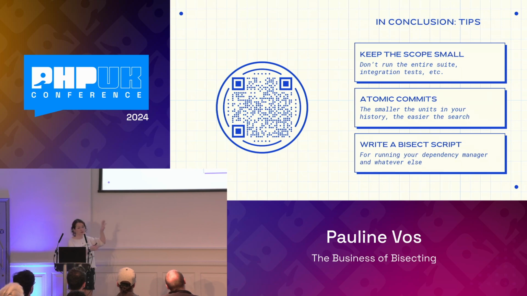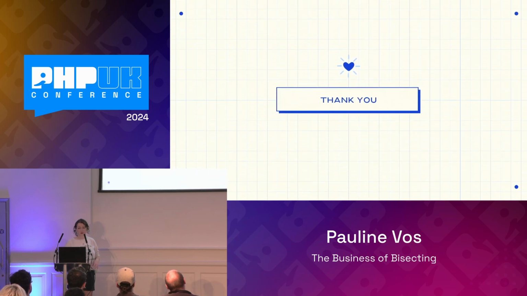If you can't keep the scope small, if you can't work with atomic commits and stable commits everywhere, then write a bisect script if you have to, and you'll still be golden. So thank you. I would love to see if there are more questions.